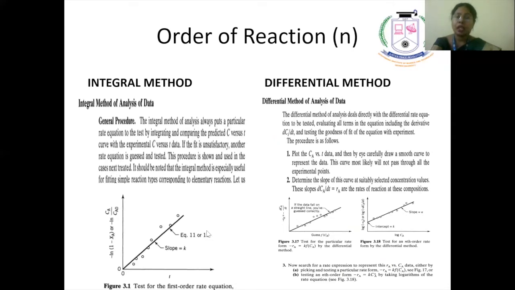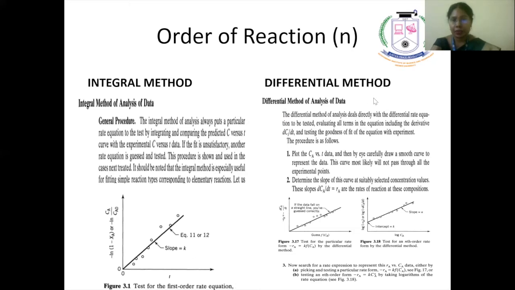Say for example, if we consider a first order equation, then we have to plot a y = mx + c type rate equation like -ln(1 - XA) = kt. That -ln(1 - XA) will be plotted on the y-axis and t on the x-axis. A straight line will be obtained which passes through the origin and the slope will give k. If it is not so, then whatever order that we have assumed, that is the first order, is not correct. So we have to neglect that and assume the next order. So it's like a trial and error method.